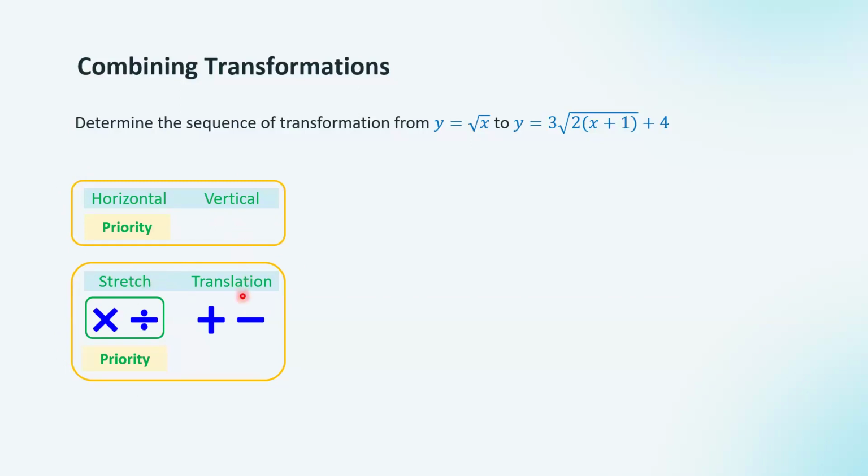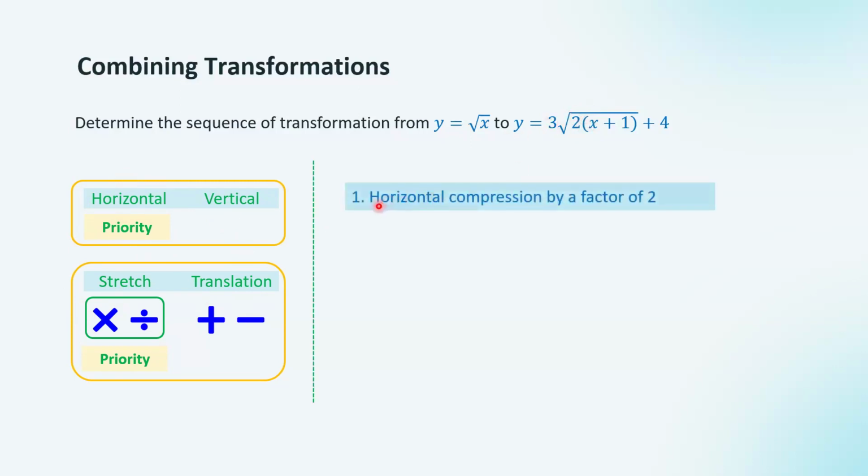Let's try to see the problem. So first, we should determine what is the horizontal stretch in this case. Can you try to guess it, guys? And as you can see, we have a factor of 2 over here, right? So the first one, horizontal compression by a factor of 2. And now the next one, horizontal translation. Can you try to guess what the translation will be? It will come from this positive 1. So if it's a positive 1, that means we translate it 1 unit to the x negative.